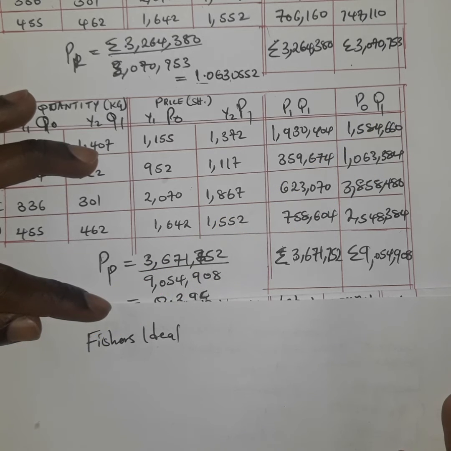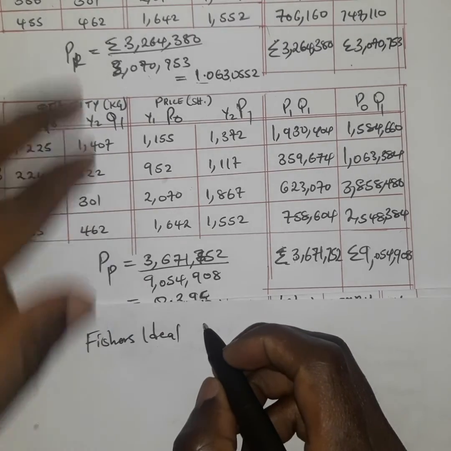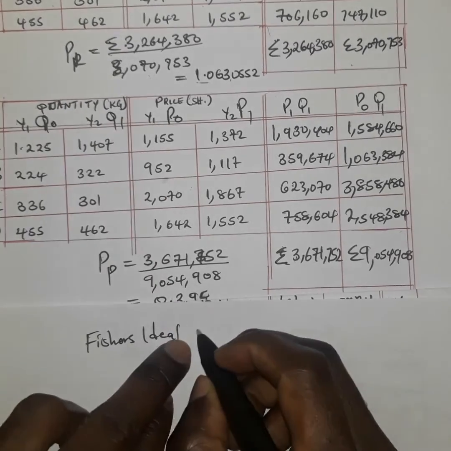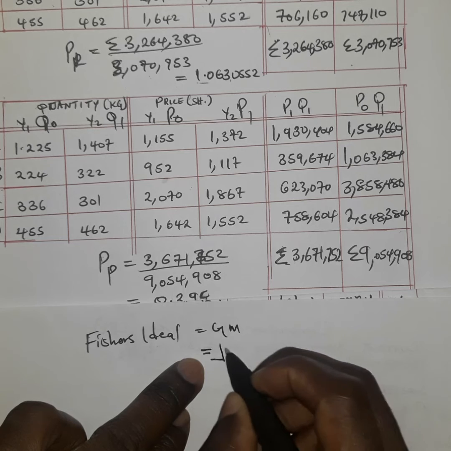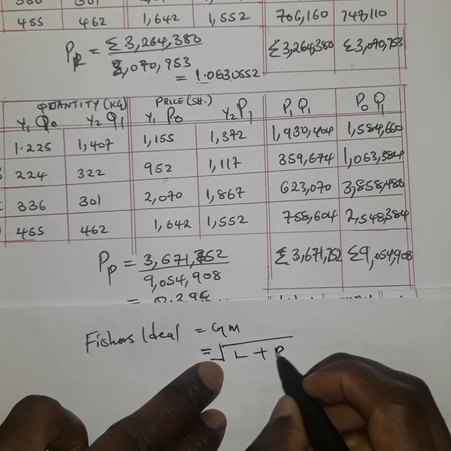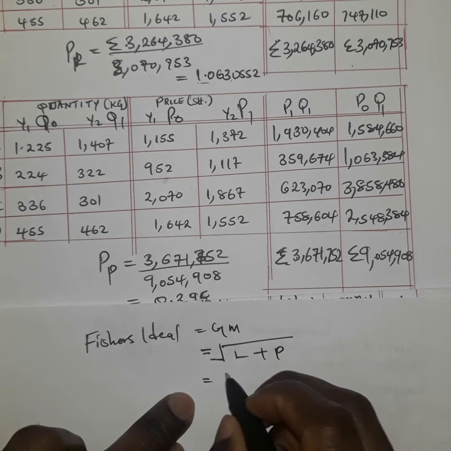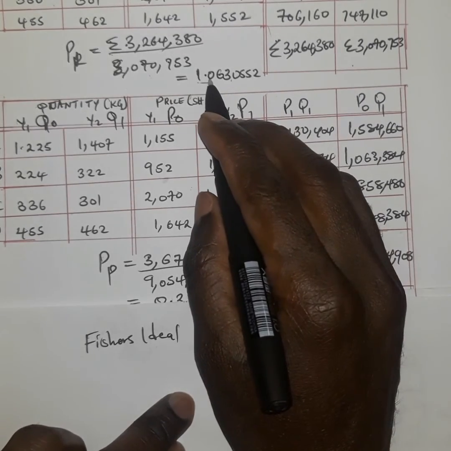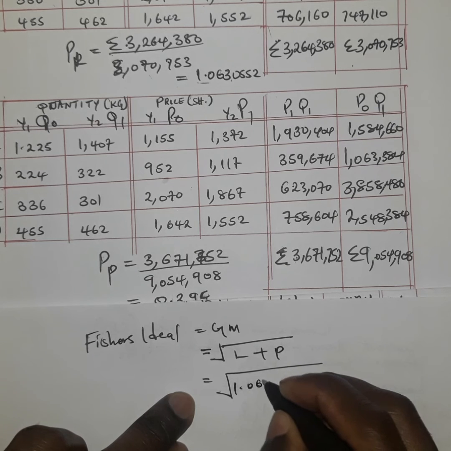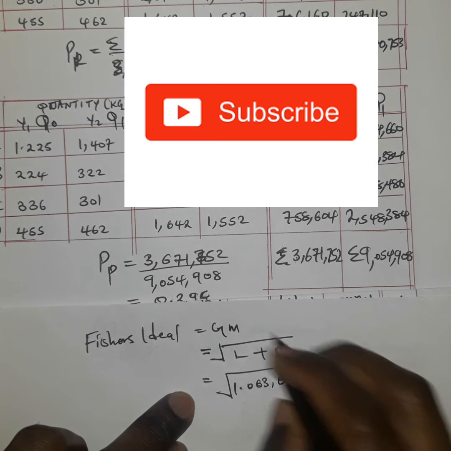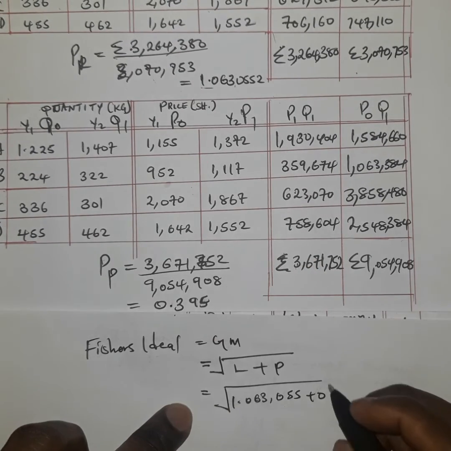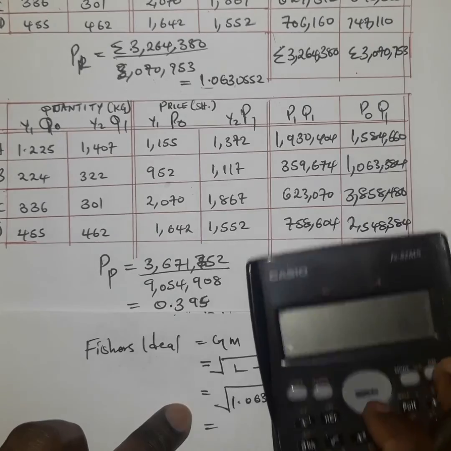And then we find the Fisher's ideal method, which tries to correct the positivity in the Laspeyres and the negativity in the Paasche using the geometric mean. When you do that, you're supposed to get the square root of the Laspeyres times Paasche's. In this case we have the square root of 1.063 and 0.395.